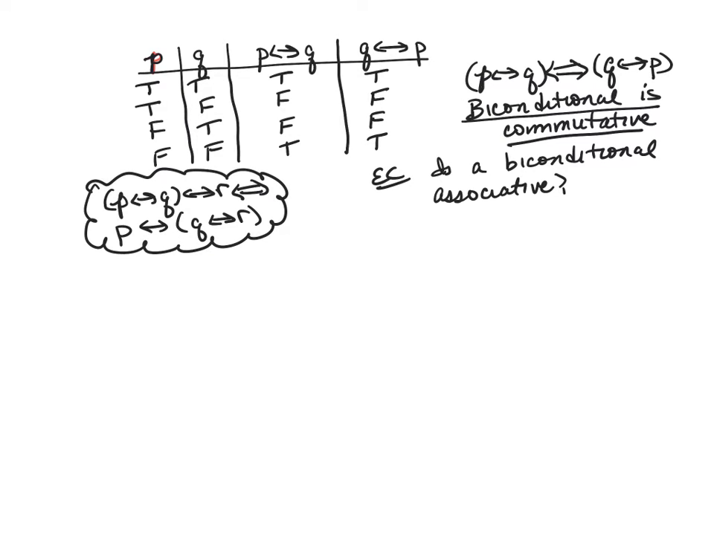There's also something else very special about the biconditional. Let's make a truth table and we'll discuss it. Let's make a truth table for the following. The negation of the conditional, if P then Q, if and only if P and not Q.